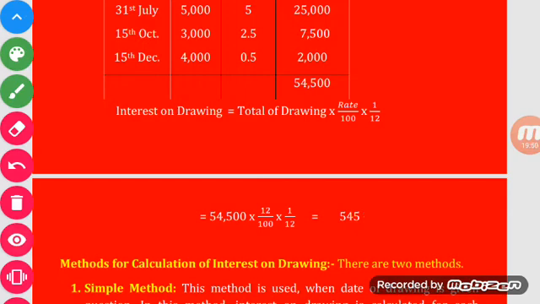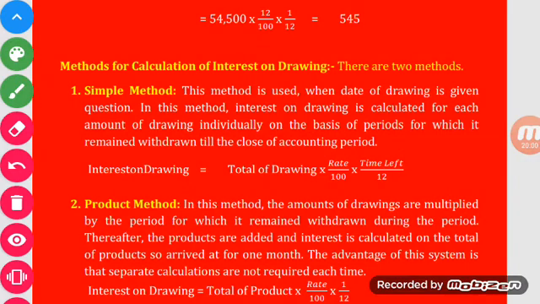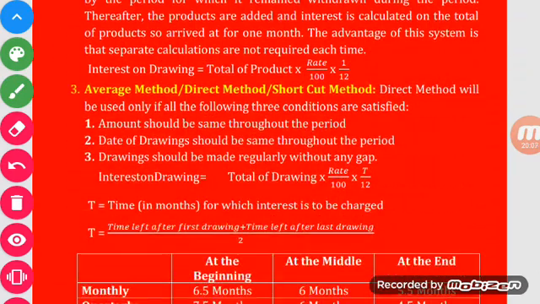Now we will discuss the average method. Two methods we have discussed, simple method and product method, and now we will discuss the average method. Okay. How to calculate interest on drawing as per the average method. The average method is used when drawings are made regularly by the partner.